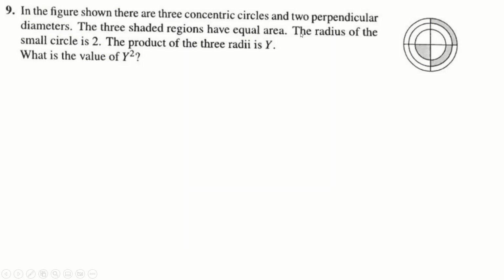Question number 9, so these regions all have exactly the same area. Now that's important because we can work out this area here. The radius of the small circle is 2. So this area here is a quarter of the circle, so it's a quarter times pi times 2 squared. 2 squared is of course 4, so this cancels and we get pi. So this area is pi.